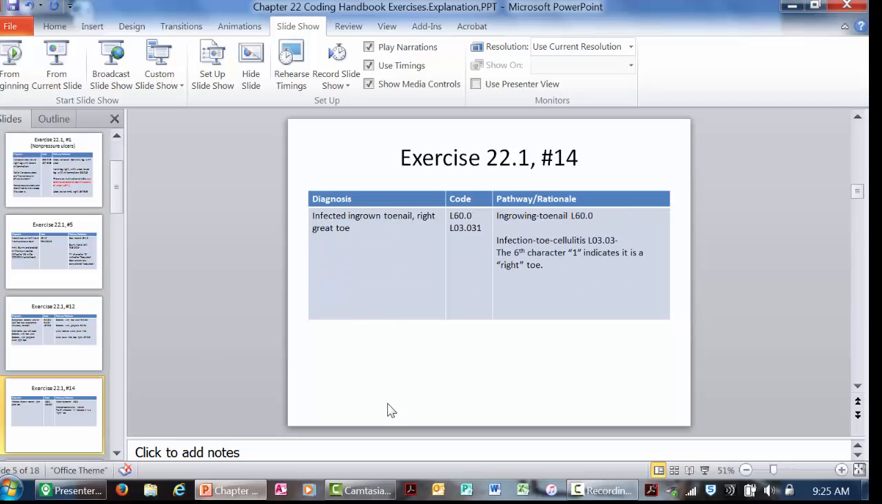An ingrown toenail: you're going to be coding not only the toenail being ingrown, but also a cellulitis. If you've ever had an infected toenail, it gets very red around it, and that's the cellulitis. So you would have two codes for this particular number 14.